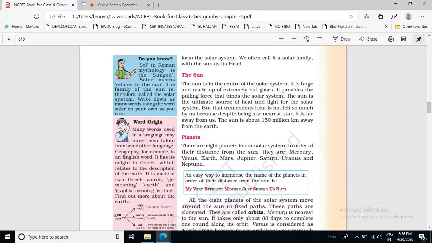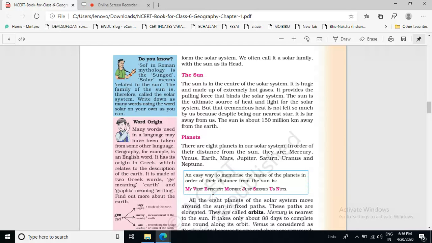So remember this sentence, and the first letter of all the words is for the planets. In the word my, the first letter is M. M for Mercury.